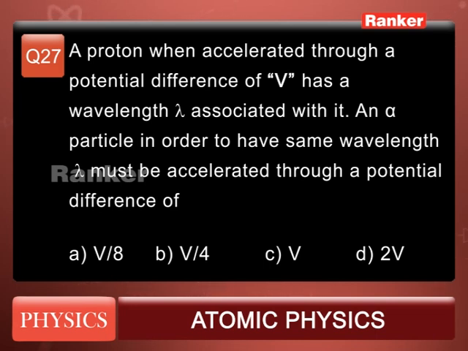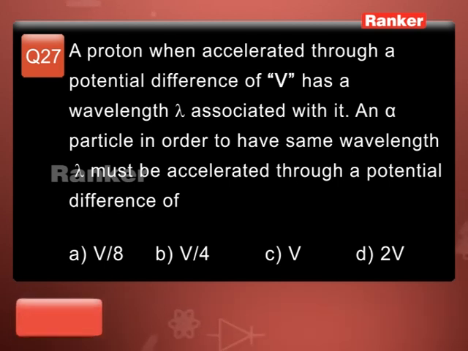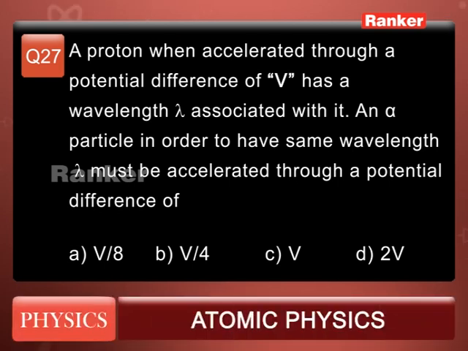Let me once again repeat the question. A proton, when accelerated through a potential difference of V, has a wavelength lambda associated with it. An alpha particle, in order to have the same wavelength lambda, must be accelerated through a potential difference of how much? Options are given this way. The first option is V by 8, second option is V by 4, third option is given as V, and fourth option is given as 2V.